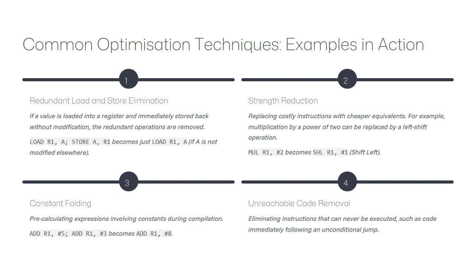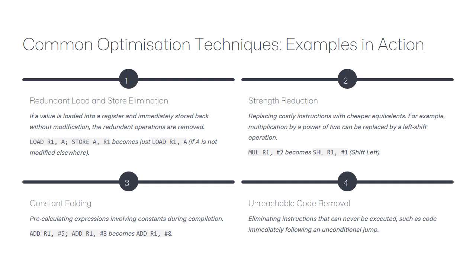Strength reduction: replacing costly instructions with cheaper equivalents. For example, multiply R1, #2 becomes shift left R1, #1. Constant folding: precalculating expressions involving constants during compilation. Add R1, #5; add R1, #3 becomes add R1, #8.